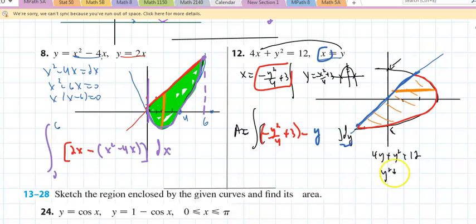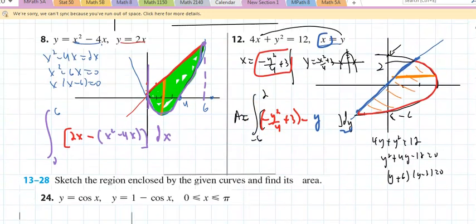Y squared plus 4y minus 12 equal to 0. Y plus 6, y minus 2 equals 0. So this is a negative 6 and this is a 2. From negative 6 to 2. And that's all the work you have to show me.